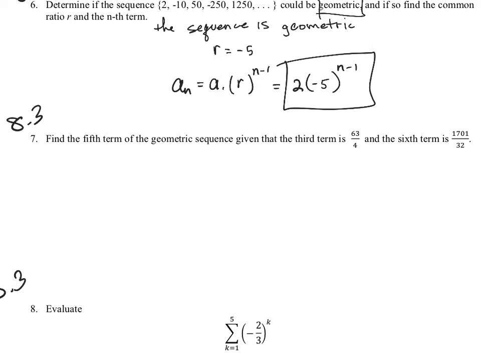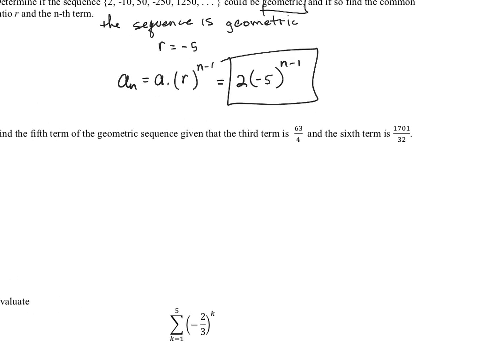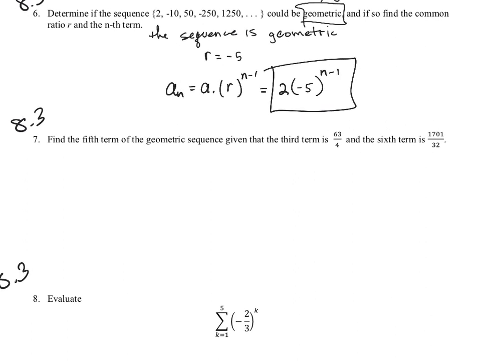Okay, 7 is asking us to find the fifth term of the geometric sequence. So we know the third term. The third term is 63 fourths. We don't know the fourth term. We don't know the fifth term. The sixth term is... And the key word here is geometric.